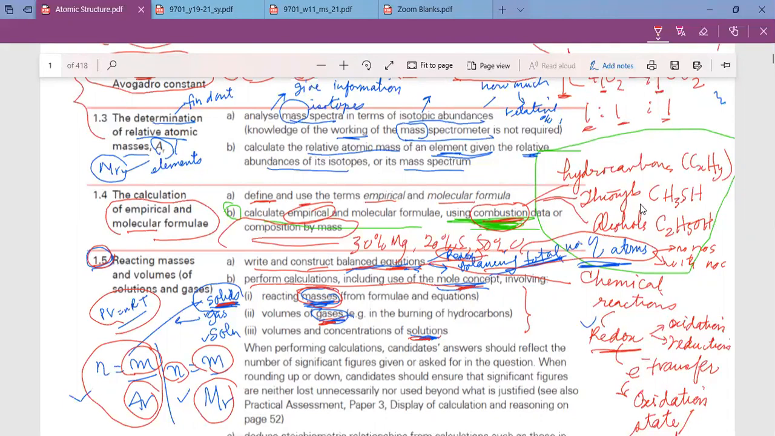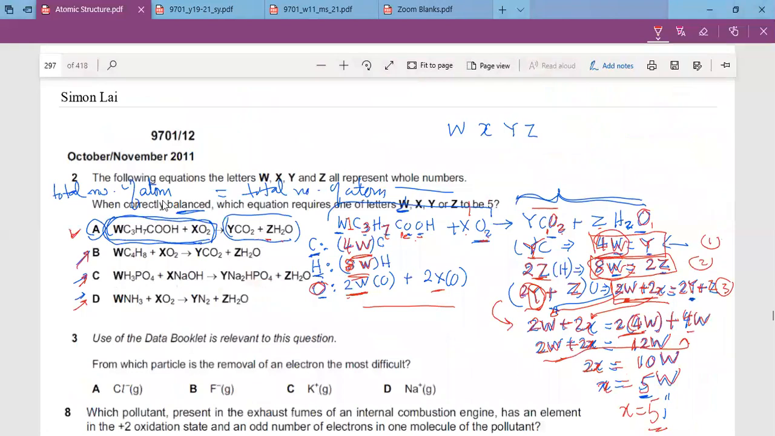Now I'm going to show you the two types of questions that come out. The first one, 297. Here you can see I've scribbled so many times. The following equations have letters W, X, Y, and Z, all representing whole numbers. When correctly balanced, which equation requires one of the letters W, X, Y, and or Z to be 5?